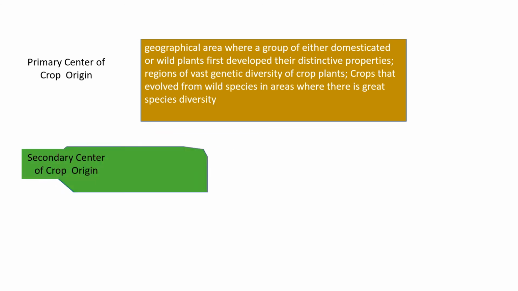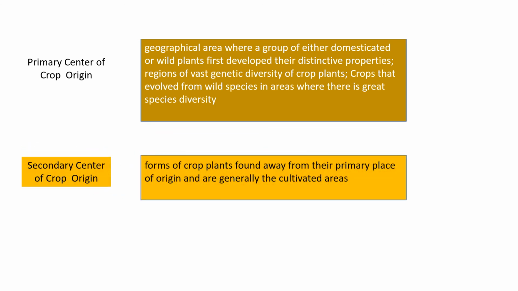Secondary center, form of crops that are found away from their primary place of origin. So, generally, ito yung mga cultivated areas na, itong mga kung saan nakikita yung diversity din ng isang crop. So, that is not their original na pinanggalingan kasi meron silang primary, although lumihis sila or lumayo sila.